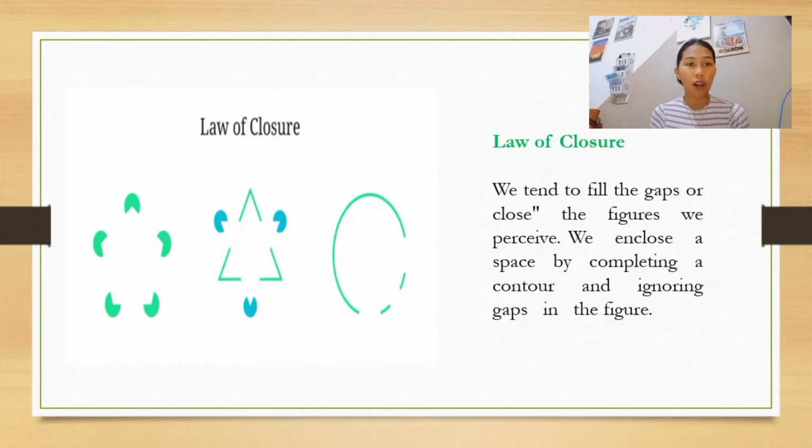Next, we have the law of closure. We tend to fill the gaps or close the figures we perceive. We enclose a space by completing a contour and ignoring gaps in the figure. So in the pictures, let's say for example that circle, kahit na may spasyo na at kahit may guhit na hindi natutuloy, we still see it as a circle.